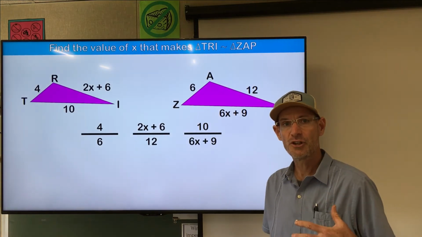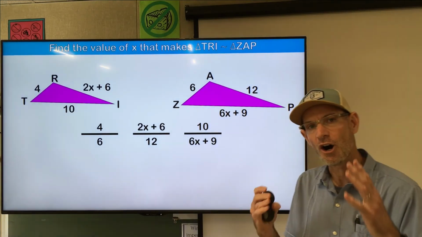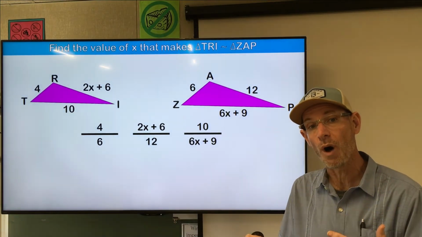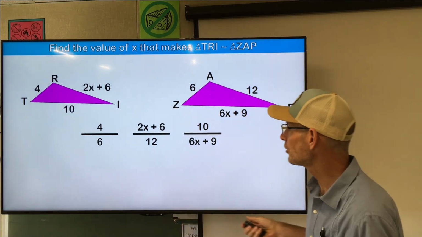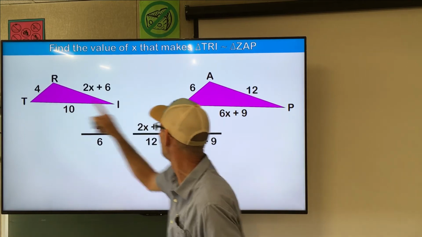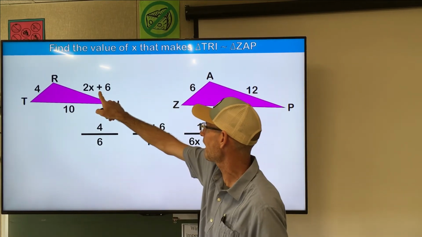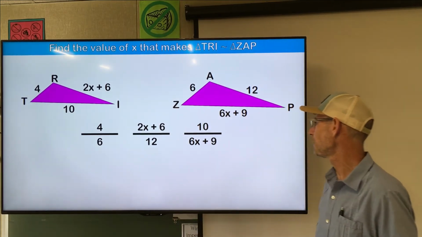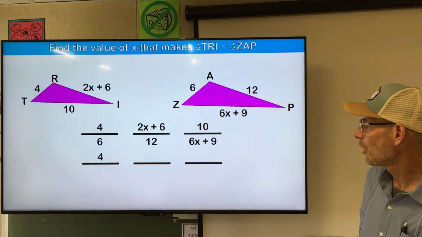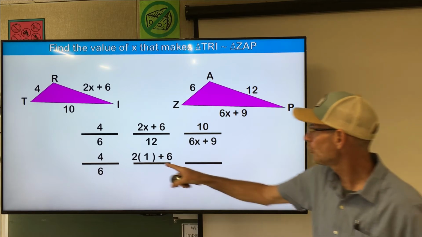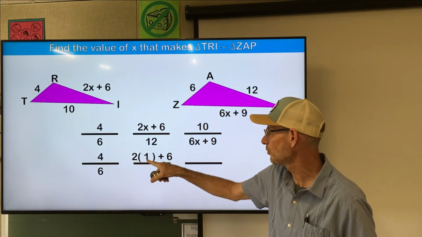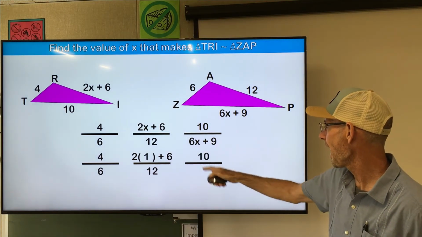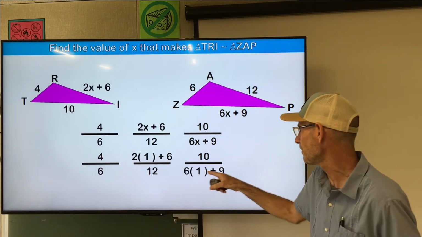Now we're going to check and make sure that 1 was the right answer by looking at all the ratios of all the sides. We're going to use the SSS Similarity theorem to make sure that 1 really does make these triangles similar. So I start out, and here are my two corresponding sides, 4 and 6. And then I have my two corresponding sides, 2x plus 6 and 12. And then I have my two corresponding sides, 10 and 6x plus 9. So I'm going to have 4 over 6, and then I'm going to have 2, not 2x, but now I know that x is 1, or I think that x is 1. So I have 2 times 1 plus 6 over 12, and then I have a 10, and instead of 6x plus 9, I'm going to write 6 times 1 plus 9.